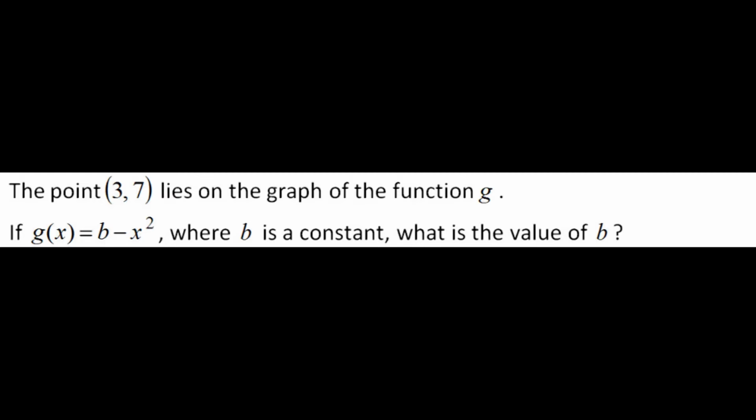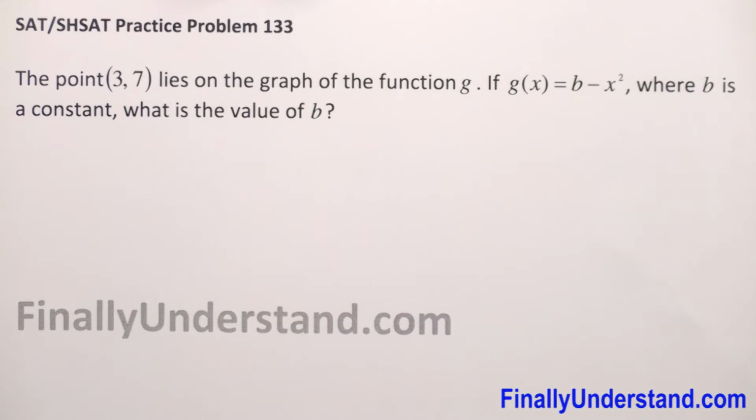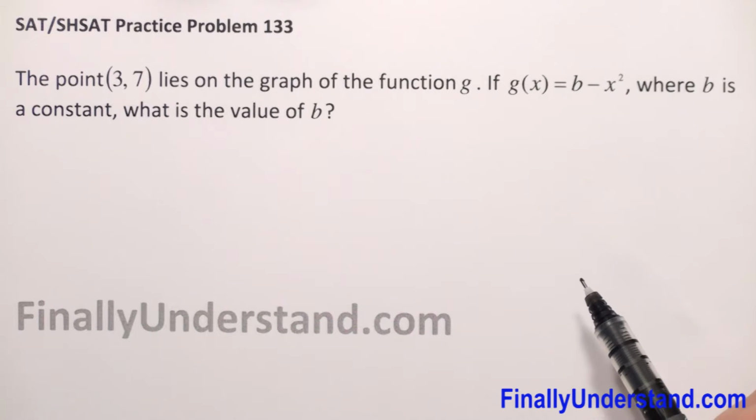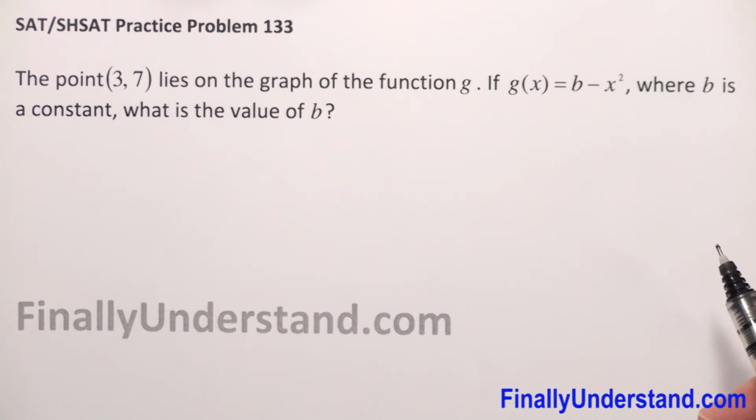The point of coordinates 3, 7 lies on the graph of the function g. If g of x is b minus x squared, where b is constant, what is the value of b?